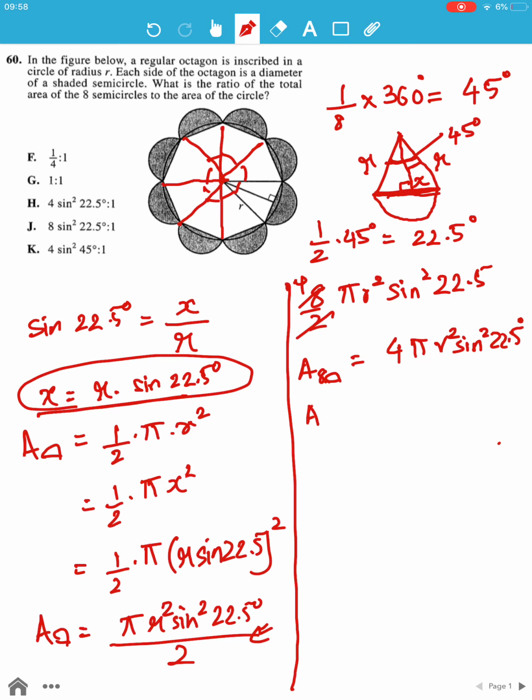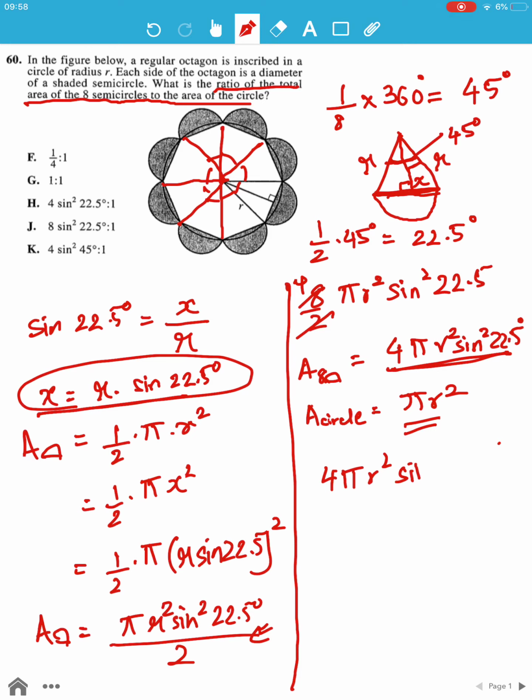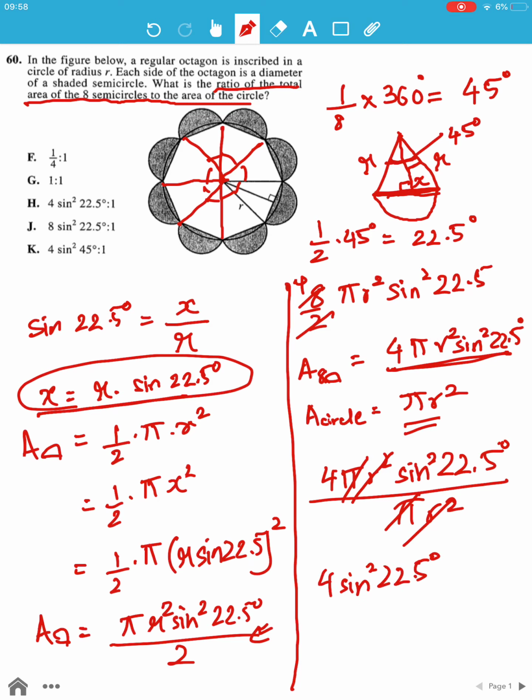Now we find the area of the circle, which is pi r square. So we take this expression in the numerator and this expression in the denominator to find the ratio of the total area of the 8 semicircles to the area of the circle. The ratio here would be 4 pi r square sine square 22.5 degrees over pi r square. So pi r square gets cancelled, and we have the ratio as 4 sine square 22.5 is to 1, and this is our final answer, which is given by option H.